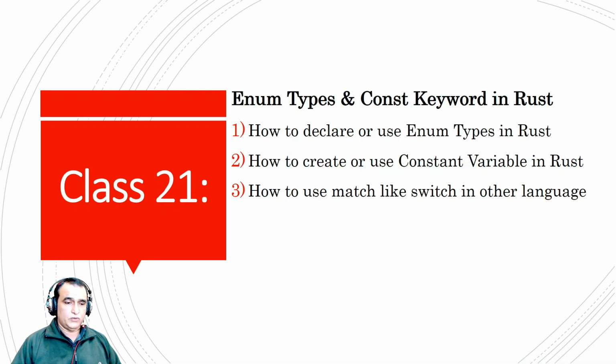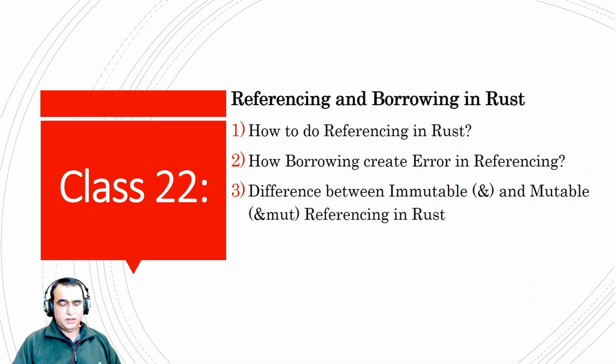In the last video we saw how to use enum, data types and constant variables in the Rust programming language. In this video we are going to learn how to do referencing in Rust, how the borrow checker creates errors in referencing, and what the difference is between immutable ampersand and mutable ampersand.